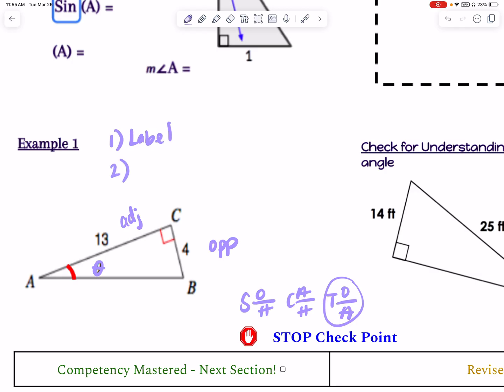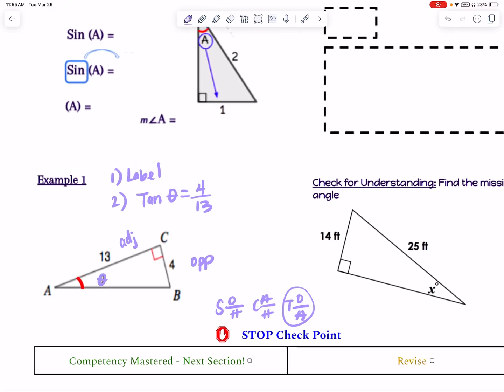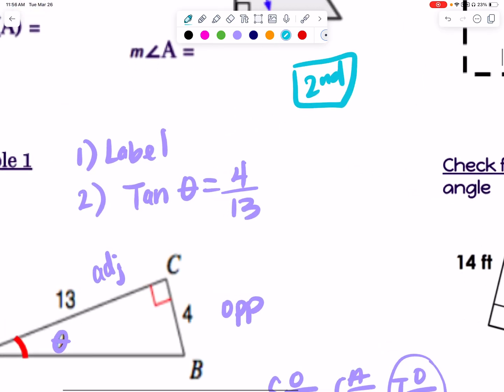And so the tan of theta is equal to 4 over 13. Now, whenever we find an angle, you have to use the second button on your calculator. It's in blue. And then hit the tan button. So the opposite of tan is inverse tan. Let's do this over.